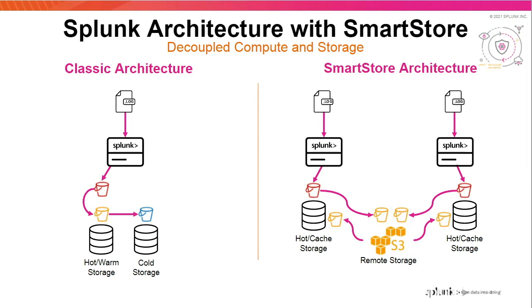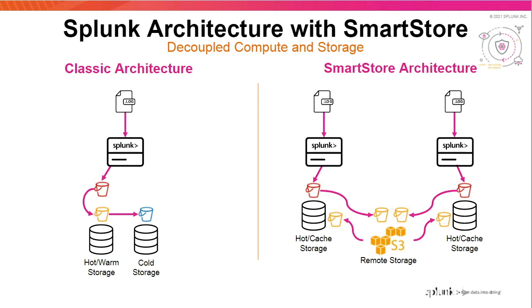On the left side, you see the classic Splunk architecture, where the hot and warm buckets reside on the local storage of indexers, and the cold data is moved to a cheaper commodity storage. On the right, you see the SmartStore architecture. As you can see here, the hot buckets reside on the local storage, similar to the classic architecture. But the difference is the warm buckets. The warm buckets are moved to a remote storage. And that is the big key difference between a classic architecture without SmartStore versus a SmartStore architecture.